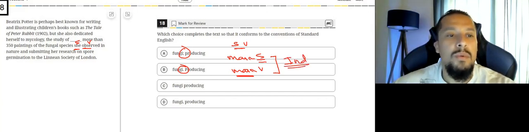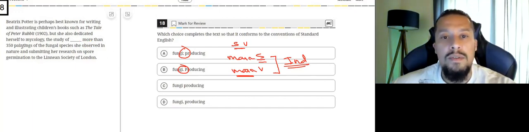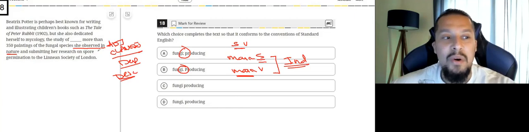Again, you might be still confused. Well, if you reread the sentence, producing more than 350 paintings of the fungal species she observed in nature. This isn't an independent idea. This is actually an adjective clause. It is dependent and it is describing a noun. How do we know this? Well, it describes the species. It specifies the type of species that were observed.